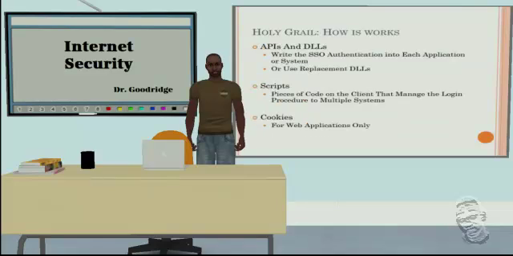How does Holy Grail work? APIs and dynamic link libraries. In terms of single sign-on authentication, each application or system uses either replacement DLLs, APIs, or scripts, in terms of pieces of code on the client that manage the logon procedure on multiple systems, as well as cookies in terms of web-based applications.